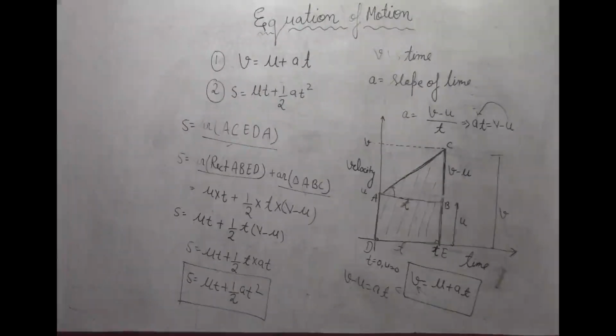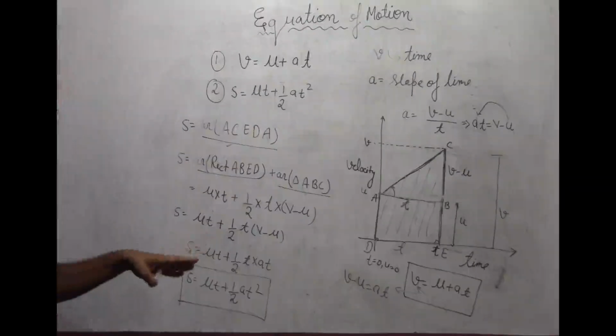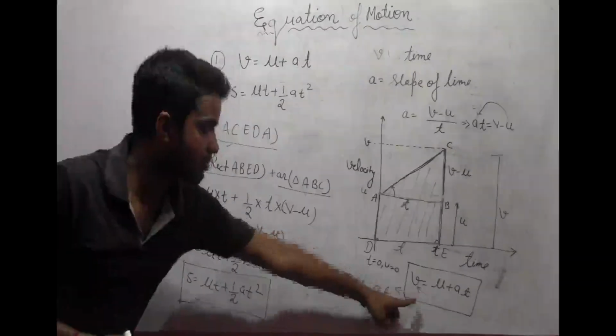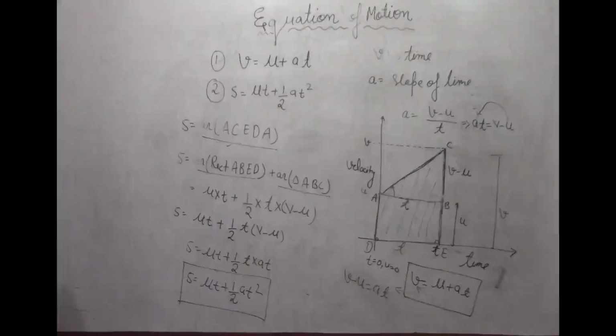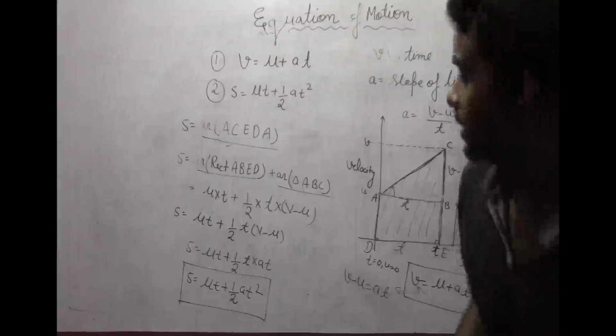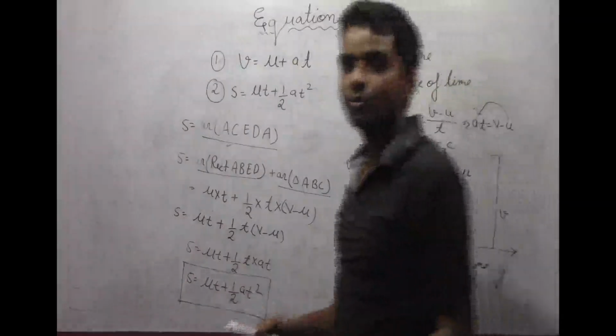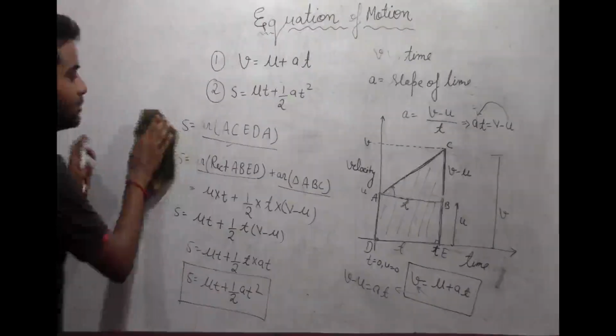In this method, in the second equation, we have to use the first equation of motion. By the graphical method, you may just calculate the second equation of motion. S is equal to ut plus half at square. Now come on the third equation of motion. What is your third equation of motion?